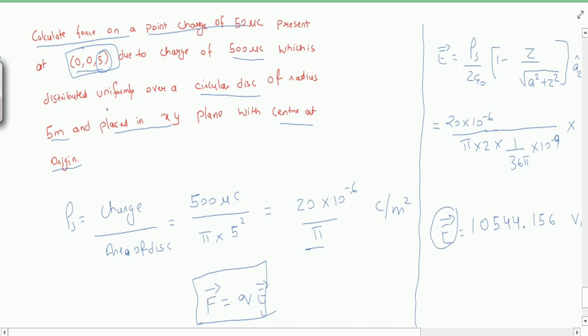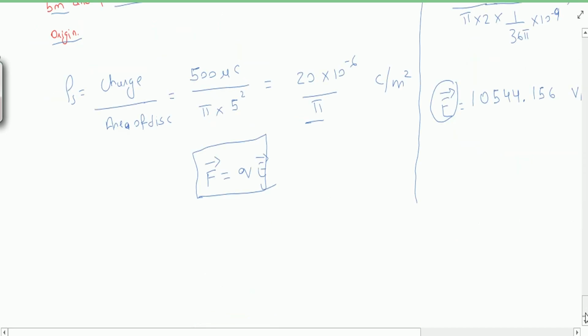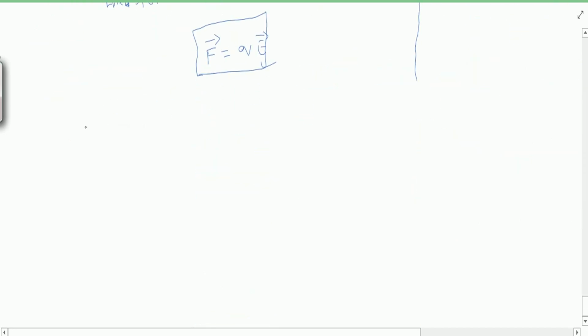Because this was a surface charge, we cannot directly apply the Coulomb's law like 500 into 10 to the power minus 6, and kq by r square, that formula won't work here. So we have to go by this process only. We have to find the electric field at that point, and then we can simply calculate the force. So what was the charge given for which we have to find the force? It was 50 microcoulomb. And what is the electric field we have calculated?